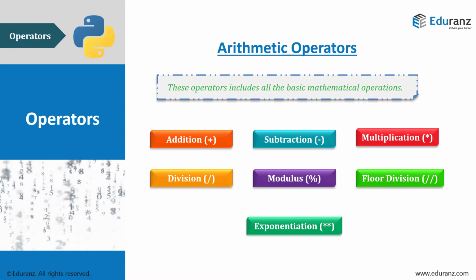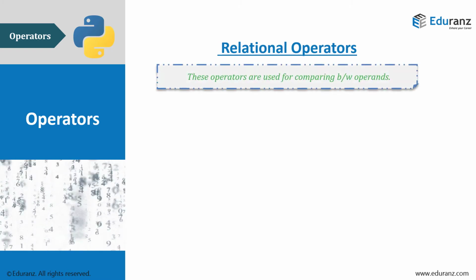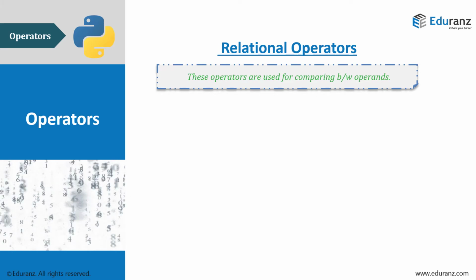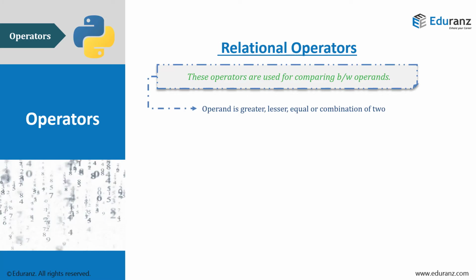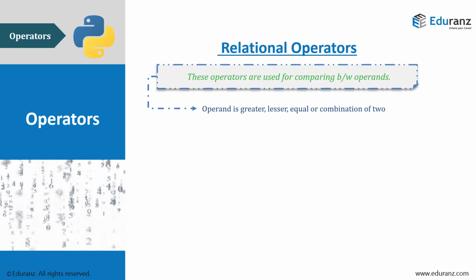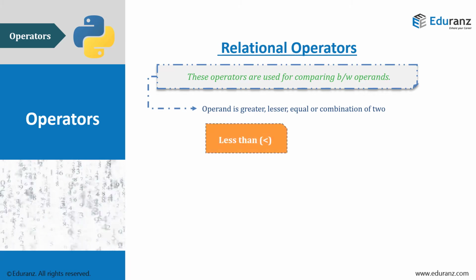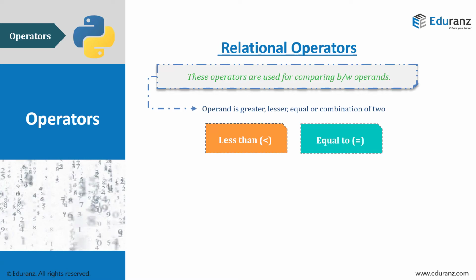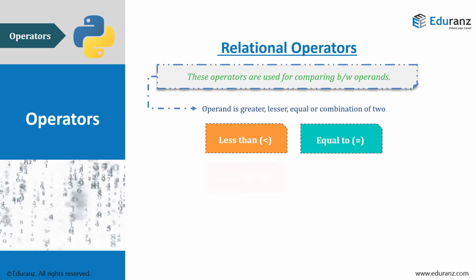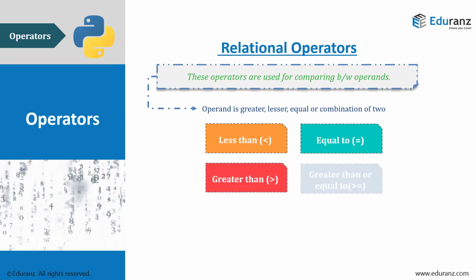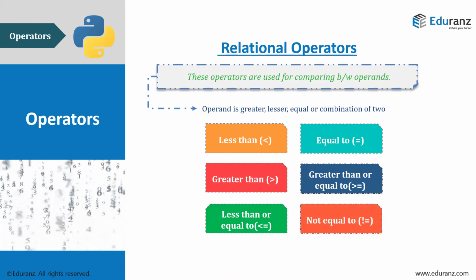So now when we proceed further, we have something called relational operators. These operators are basically used for comparing two values or variables, or we can call them operands, right? What exactly it does is it finds which operand is greater or lesser or equal or even a combination of two, right? Then we have the less than operator, where it compares whether that operand is less than the other operand or not, is it equal to the other operand or not, or is it greater than the other operand or not, and then greater than or equal to, right? Then less than or equal to, and then comes not equal to, right?